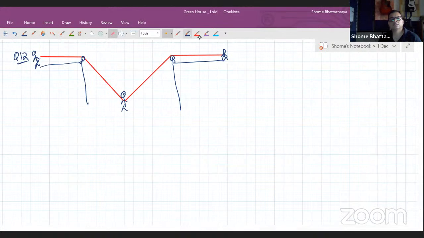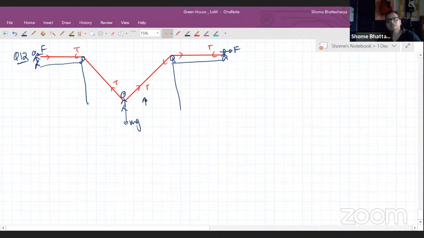So I have this kind of an arrangement here. If these two people are pulling with force F each, by symmetry you will see they're pulling with the same amount of force. So that becomes equal to the tension in the string. Now this person is moving very slowly, so the acceleration is tending to zero. So you take the person's free body diagram, and mg has to be balanced with two tensions which are equal in magnitude, acting like this.